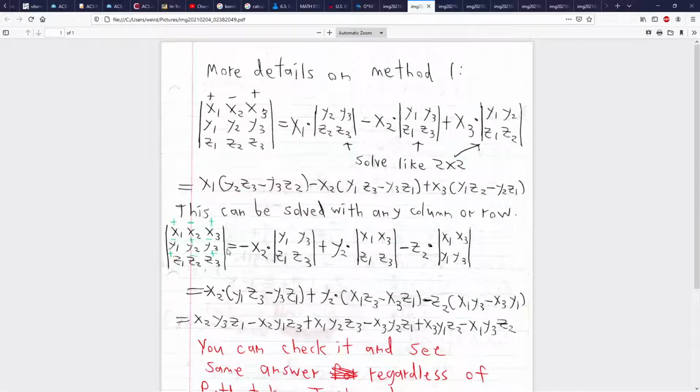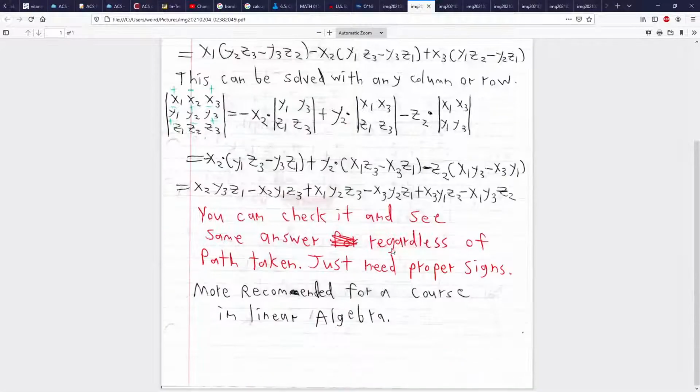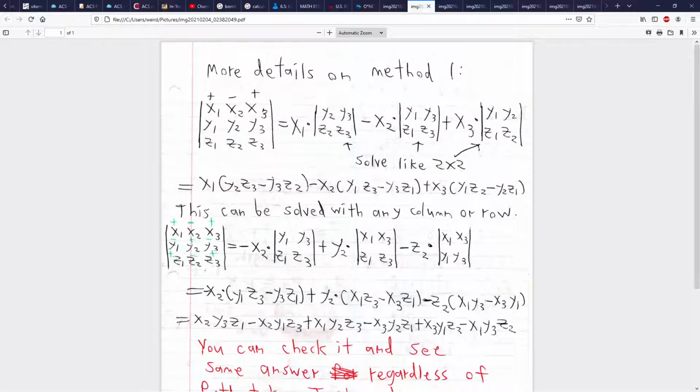Like, I decided to go negative x2, positive y2, and z2. Basically, I wanted to go down this vertical column, and it works. So you can check and see the same answers regardless of the path taken, you just need proper signs. But as I say, this is more recommended for a course in linear algebra, I would say, not in Calc 3.